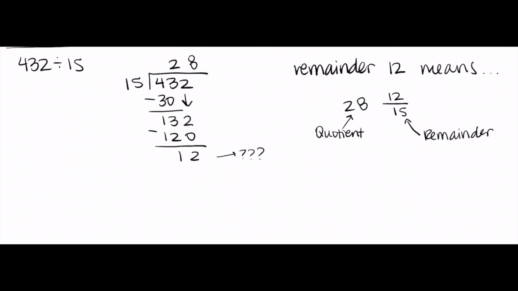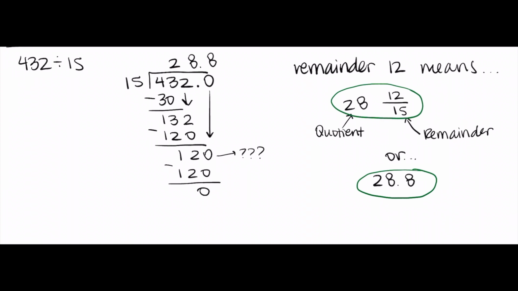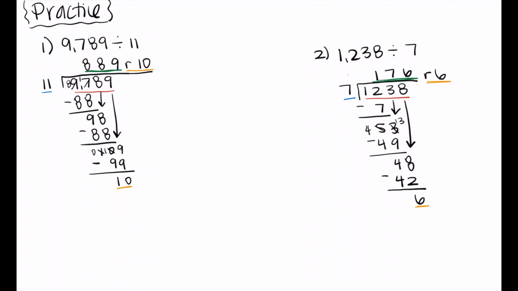Now, depending on the divisor and on the remainder, what you can also do is just continue dividing. So we're going to go in and add a decimal point. If we bring down a 0, we get 120, and we know that 15 goes into 120 8 times evenly, right? So by just going out one more decimal place, we have no remainder anymore, and we get 28.8 as our answer.